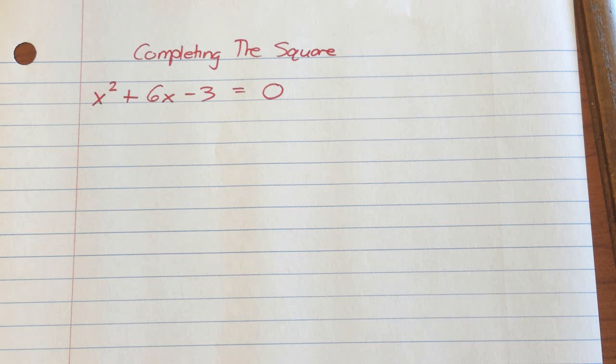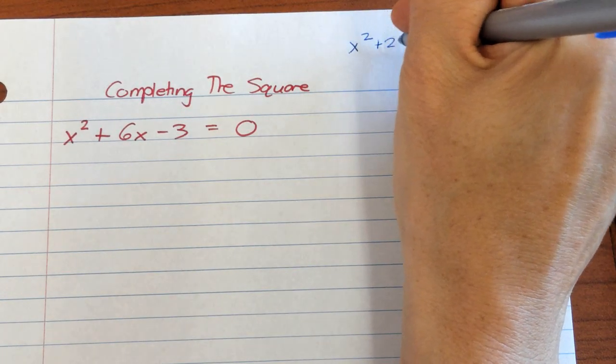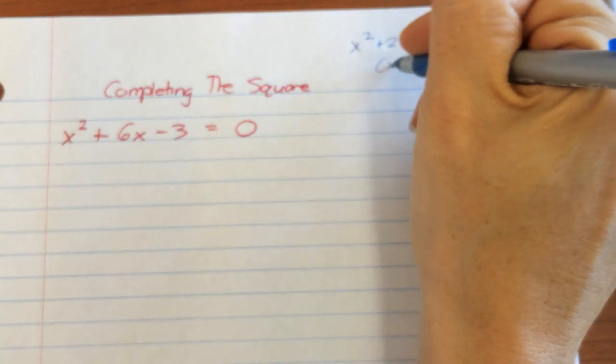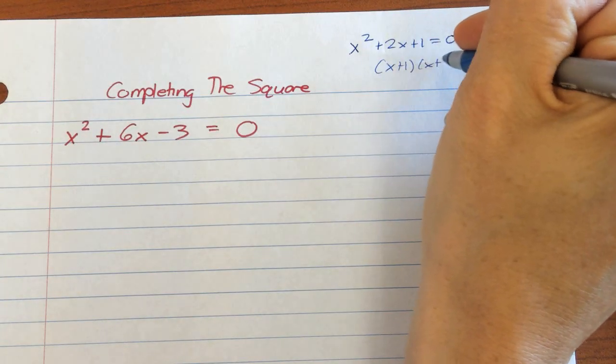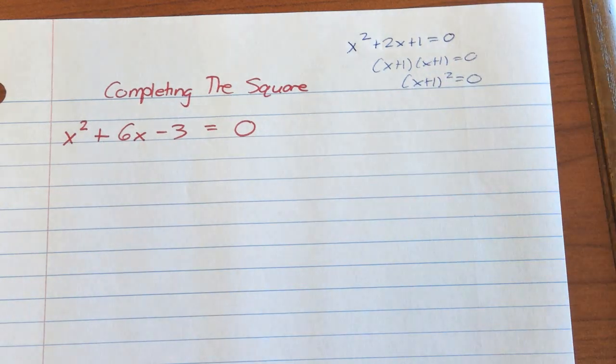Okay, this is a review of how to complete the square. So the goal of completing the square is to get it into a perfect square quadratic that you can easily factor. For example, a perfect square quadratic would be something like x squared plus 2x plus 1 equals 0. Right? That can turn into x plus 1 times x plus 1, or I just write it as x plus 1 squared. So that's my goal.